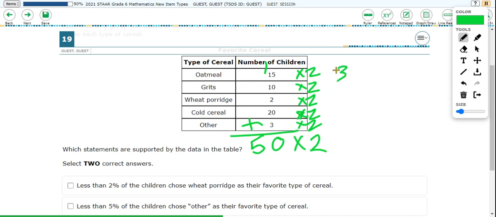Okay, so that's 30% for the oatmeal, 20% grits, 4% for the wheat, 40% for cold cereal, and then the last one is 6%. So the most popular is cold cereal, and the least popular is wheat porridge.